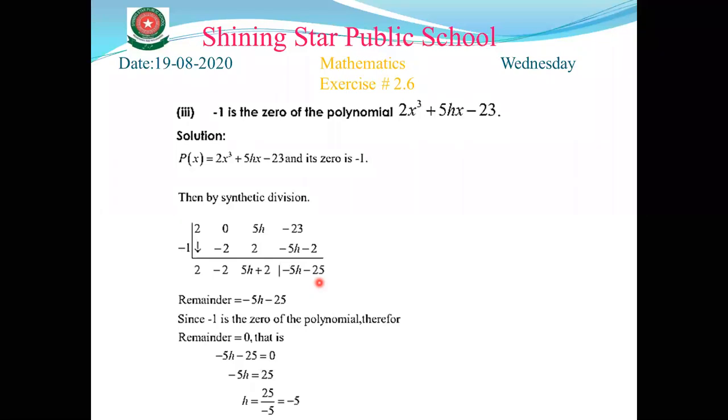Again the same logic. The remainder must be equal to 0 because minus 1 is the zero of the polynomial. So minus 5h minus 25 is equal to 0. We take the minus 25 to the right hand side, it becomes plus 25. And for finding h, we divide by minus 5 on the right hand side and it will give you minus 5, which is the answer of h.